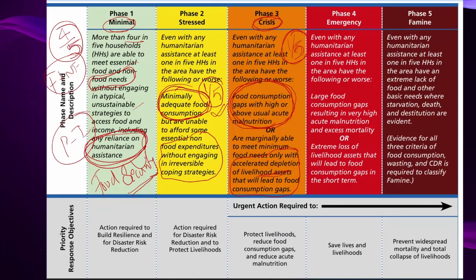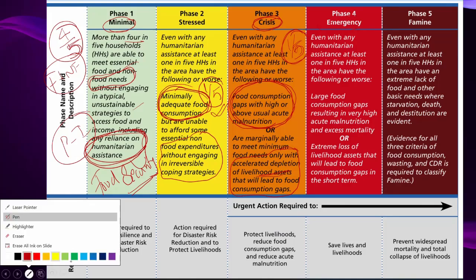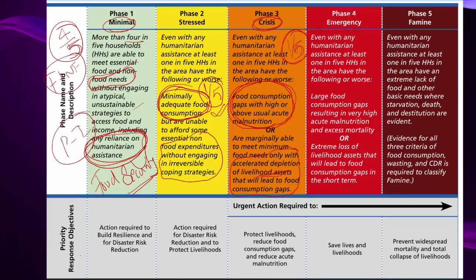Coming to the fourth phase, that is the emergency. So what is this emergency? The emergency phase is the same: even with any humanitarian assistance, at least 1 in 5 households have the following conditions. Large food consumption gaps exist, resulting in very high acute malnutrition and excess mortality, or else extreme loss of livelihood assets that will lead to food consumption gaps in the short term. There is mortality here, and the livelihood asset loss is also extreme.